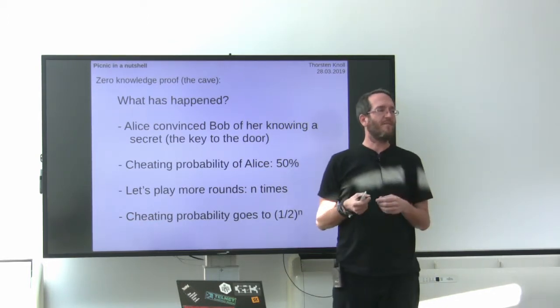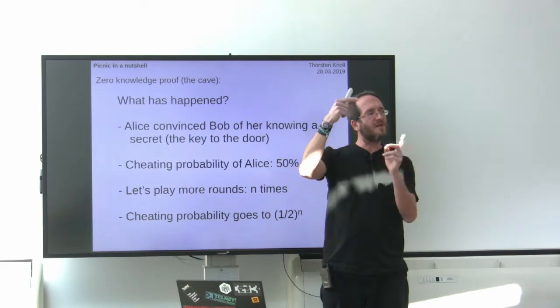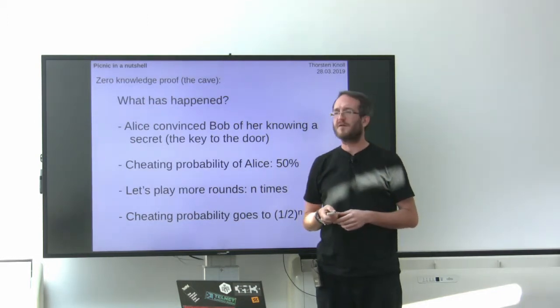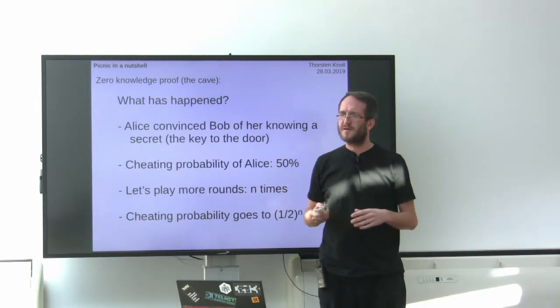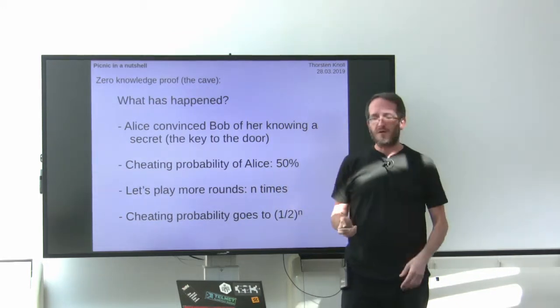Bob didn't learn anything about the key. He learned about which way Alice got out of the cave, but not anything about the key. That was not part of the transmission. That is solely her thing. That is the zero knowledge part of it.